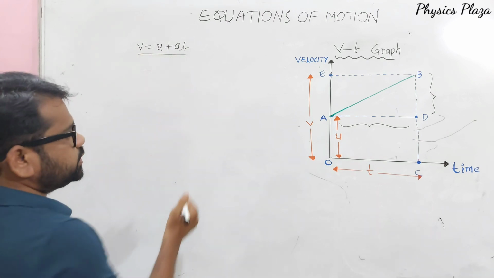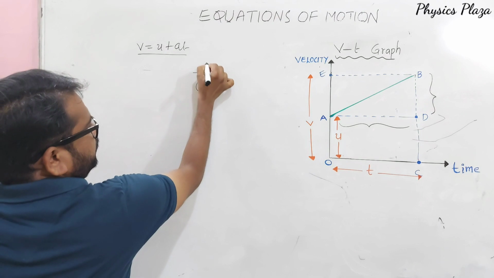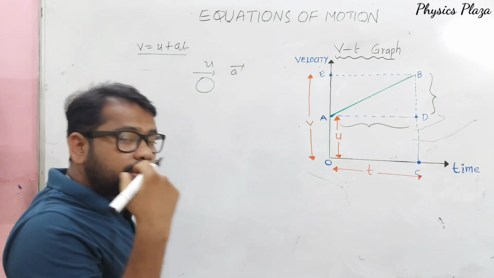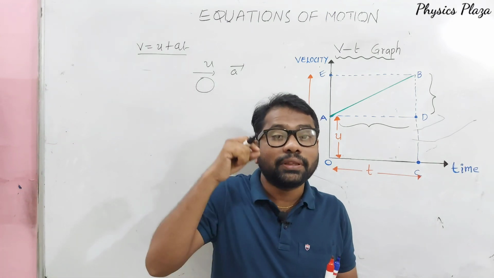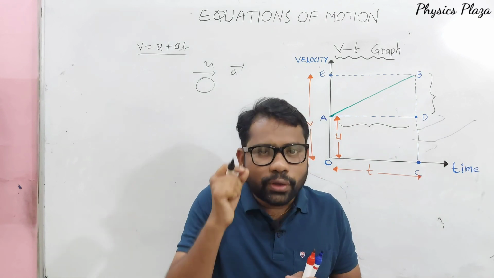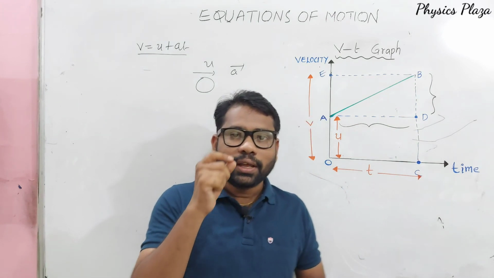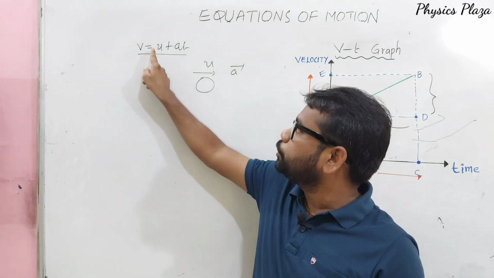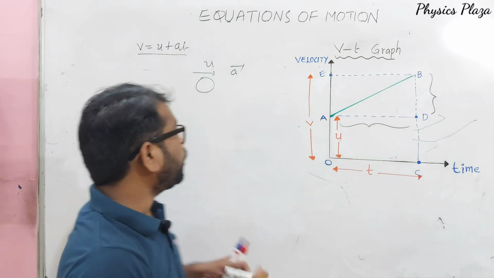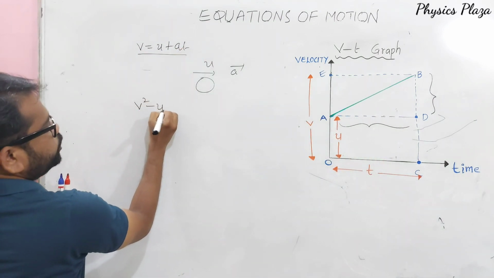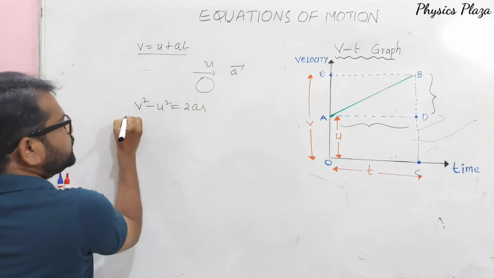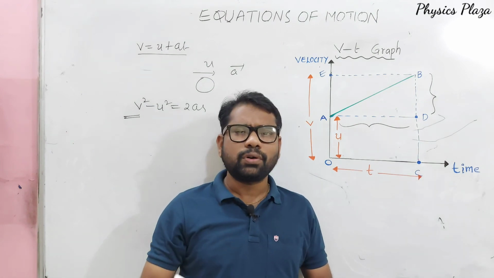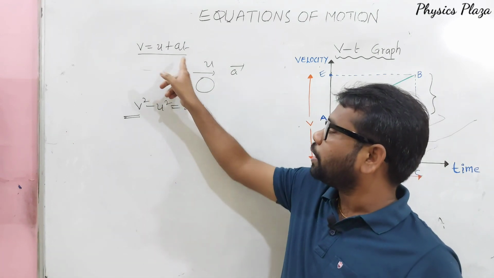Children, if any object is moving with initial velocity u and some acceleration a, how can we calculate the final velocity attained by that body in a given time? If you want to calculate the final velocity attained by a body, we will use this equation when the u value, a value and t value are known. Then what about v square minus u square is equal to 2as? Here you may get one doubt. Sir, why can't we use this equation to find the final velocity attained by the body? Of course, you can use it. Either you can use this or you can use this.